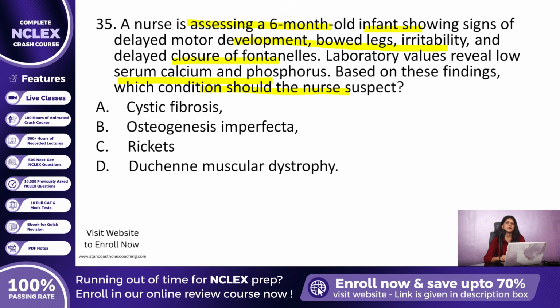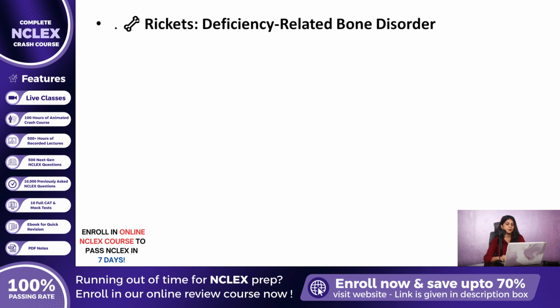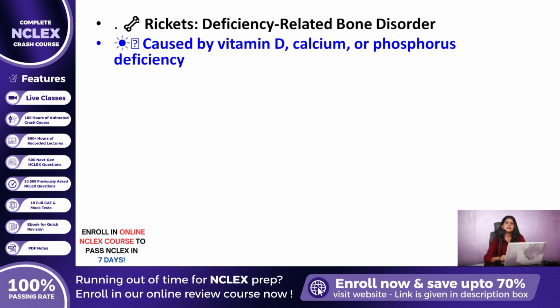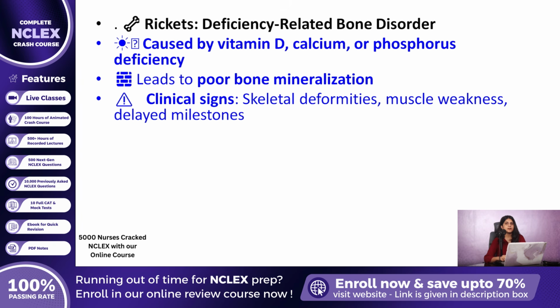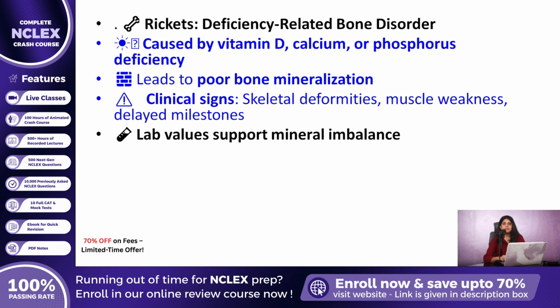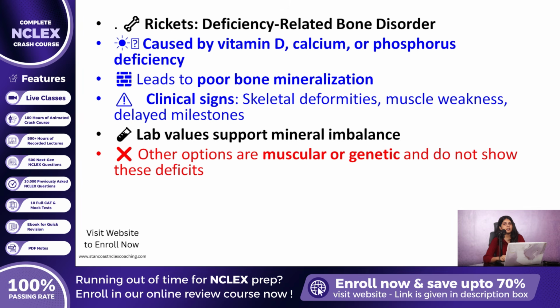The correct answer is option C. Rickets. This condition results from vitamin D, calcium, or phosphorus deficiency and leads to impaired bone mineralization. Clinical signs include skeletal deformities, weakness, and delayed developmental milestones. The lab values further support this diagnosis. The other options involve either muscular or genetic conditions without these characteristic mineral disturbances.